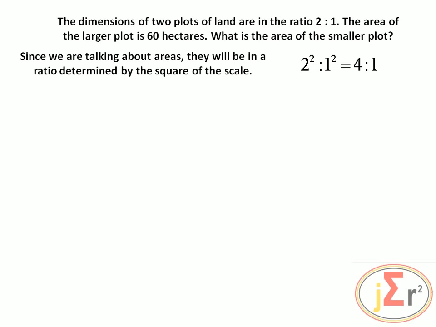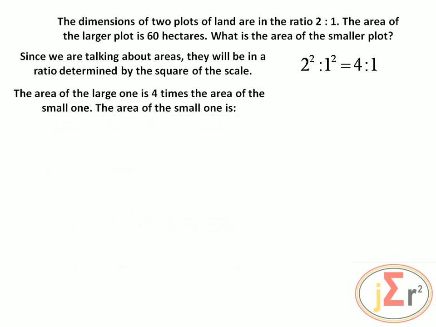Therefore, the larger plot will be 4 times the area of the smaller one. So the area of the large one is 4 times the area of the small one. The area of the small one, how do we find that? By dividing the area of the large one by 4. So 60 divided by 4 is equal to 15. So we have 15 hectares.